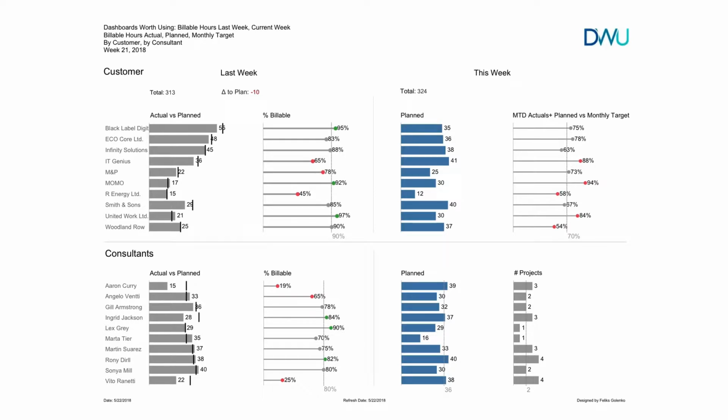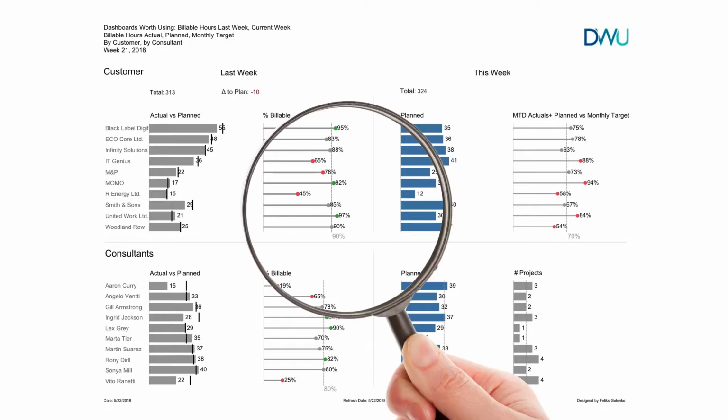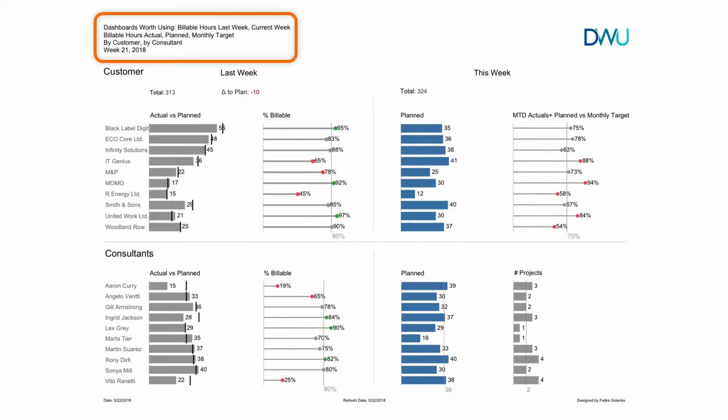So, if you've got 10 or more people for whom you bill your customers on hourly or on daily basis, and you serve, let's say, more than 5 customers, then here is one version of a dashboard that I believe is worth using on a weekly basis. So let's take a look at it.